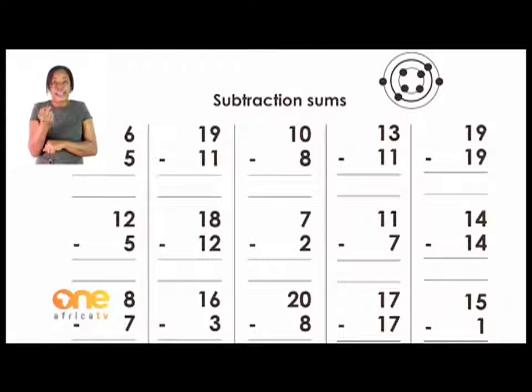Meaning 19 take away 11. You are going to count a total number of stones which are 19, and you have now take away 11. Count 11 and put them aside. Whatever is left with you, that is your answer. So I would like you to do in the same way the remaining exercises. Enjoy it.